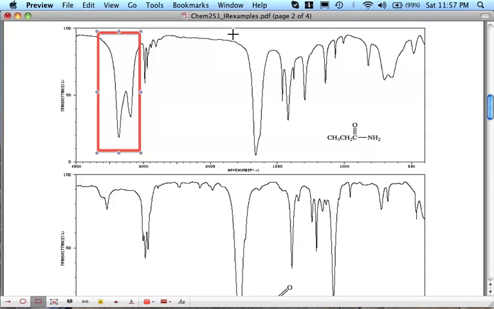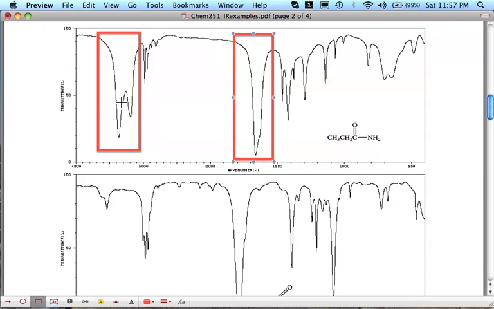But the combination of the strong carbonyl that's down below 1700 significantly and some NH stretches. If this was an NH with another R group here, so only one hydrogen, then we typically only have one of these peaks rather than two. So that's a characteristic of the amides.